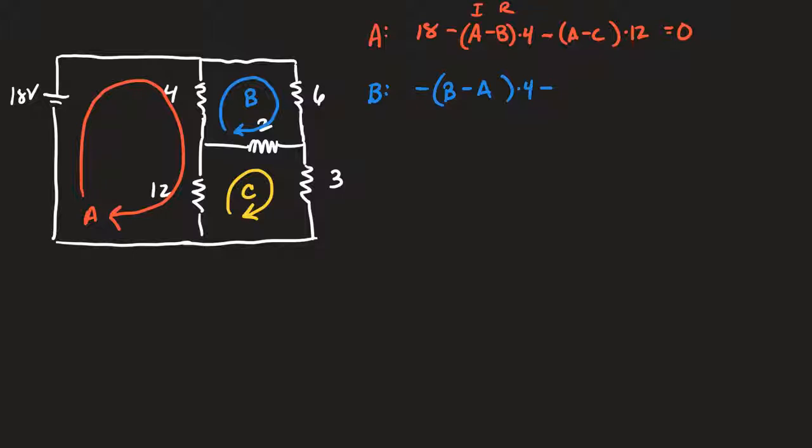The next one's the 6 ohm resistor. You guys see that? The only current passing through it is current B. So that would be B times 6. Go to the next one, the 2 ohm resistor. So minus, open my parentheses up, there's 2 currents. It's going to be B minus C times 2. We good? Any questions? Can you do C on your own? Try it. I'll verify in just a minute.